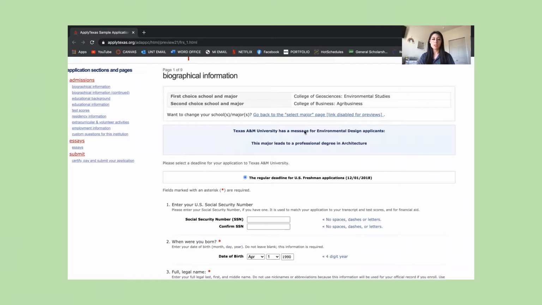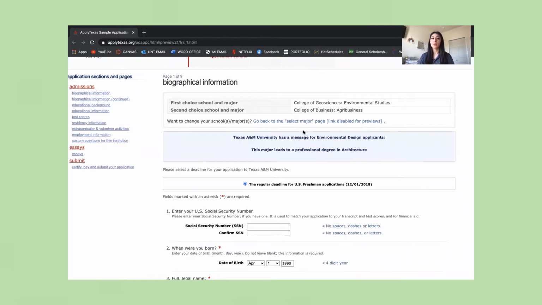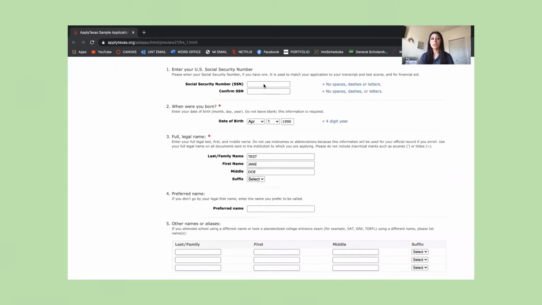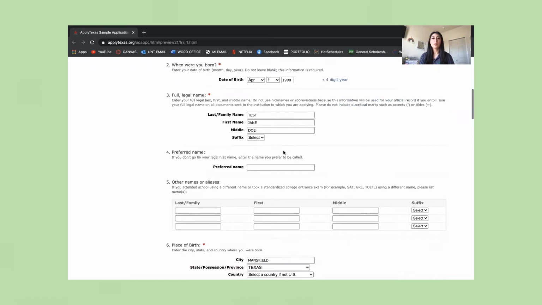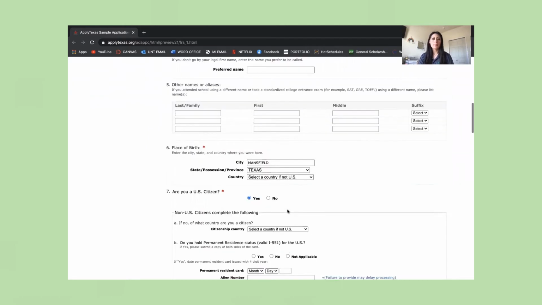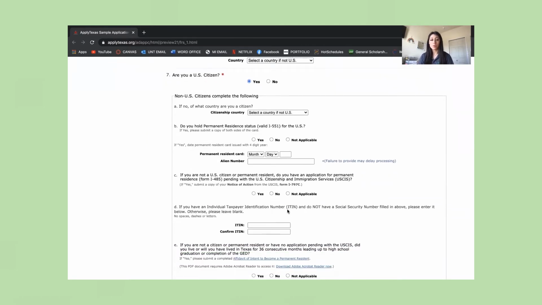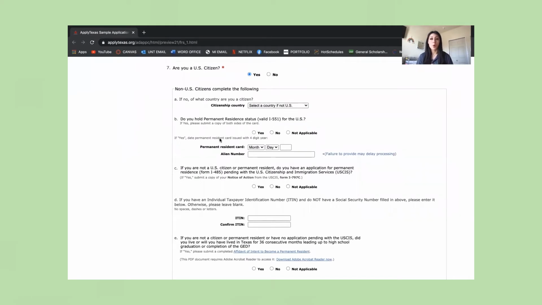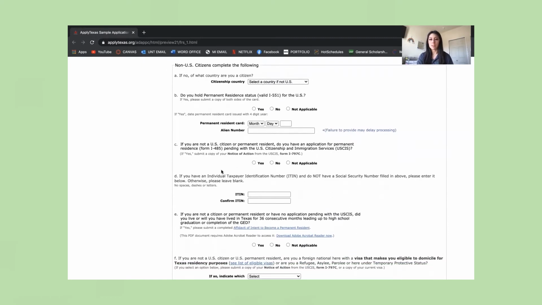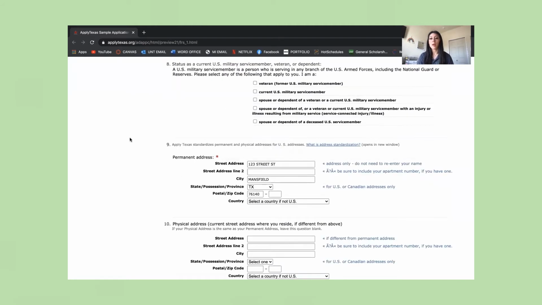Here in the biographical information, it's basically just basic student information. Here you're going to put in your first choice in school and major, and then your second choice of school and major. Upcoming, we're going to have a social security question, when you were born, full and legal name, preferred and other names or aliases, these are not required, place of birth, and a citizenship question. For this, answering yes or no is all right. There's no right or wrong answer. If you do answer no, you will have additional questions to answer, as we can see down below, just requesting additional information.